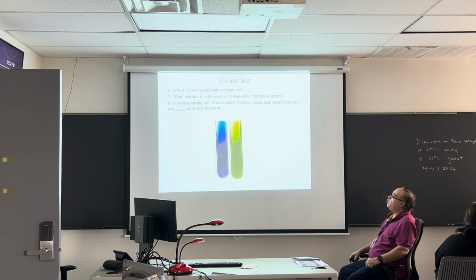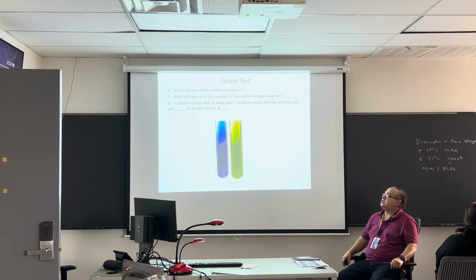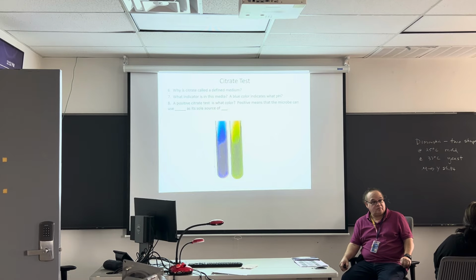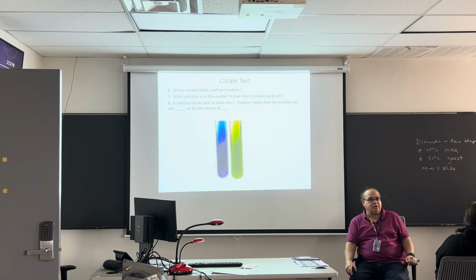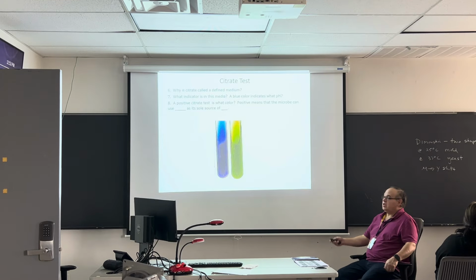Positive means that the microbe can use something as its sole source of something else. Use citrate as its source of carbon? Correct. That's a beautiful job. Citrate as its sole source of carbon. When that happens, ammonia gets released into the medium and the pH goes up. Blue indicates alkaline because the pH has gone up. Okay? Ammonia gets released in anything, the pH is going to go up. Okay? Anybody have questions about this?